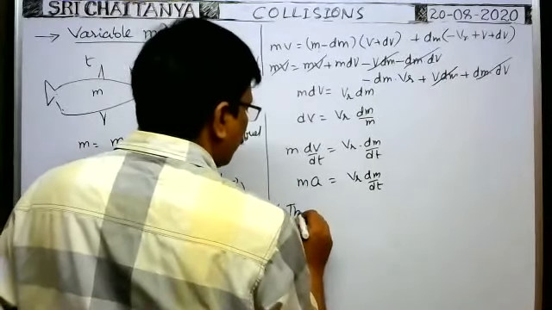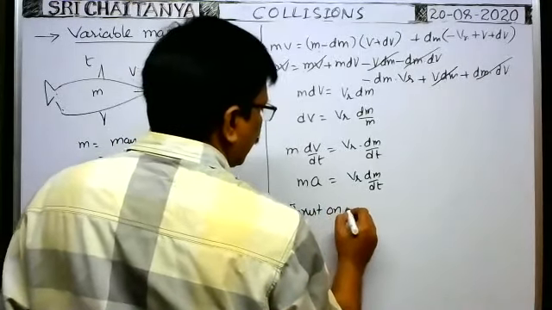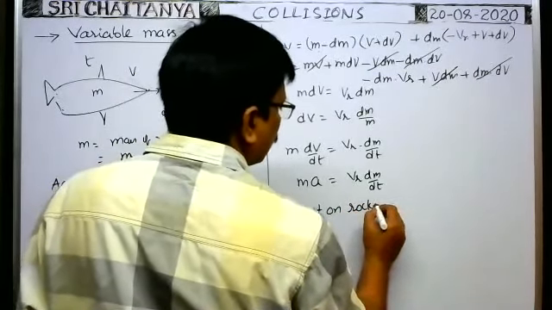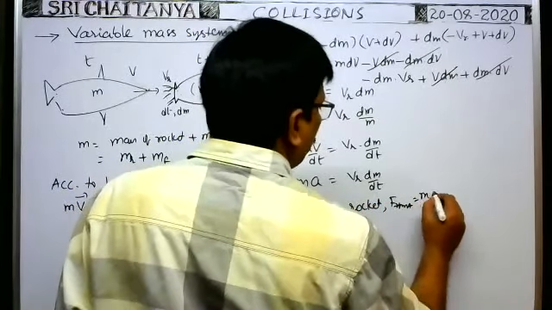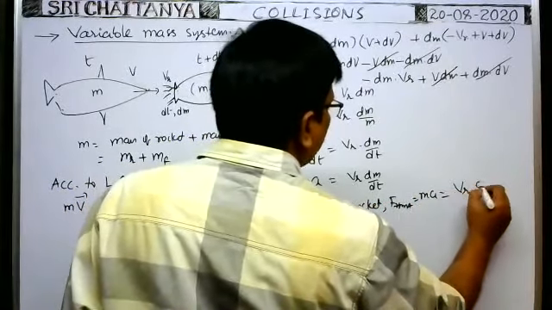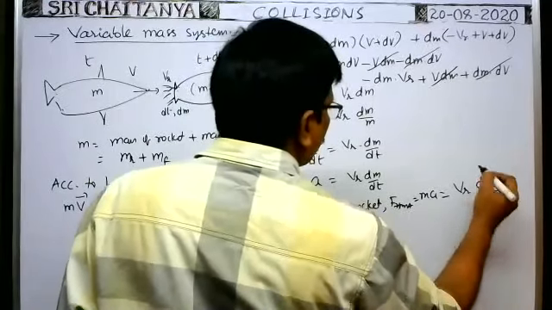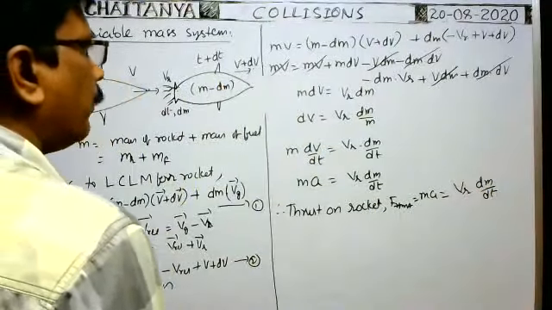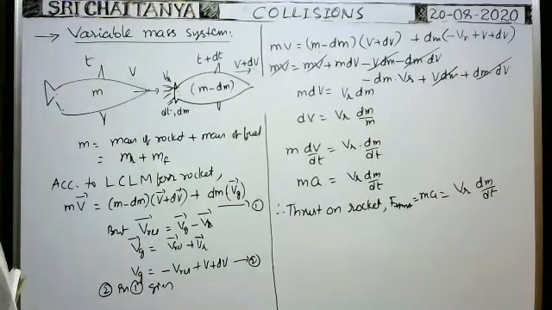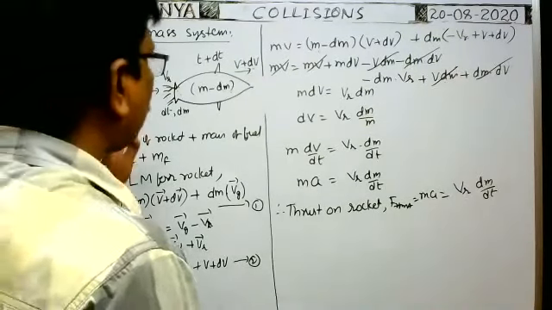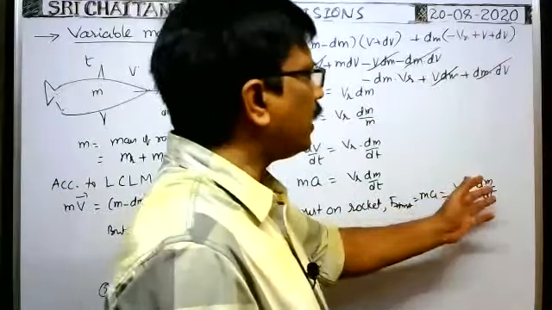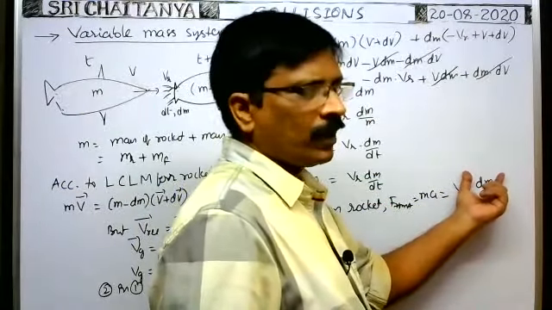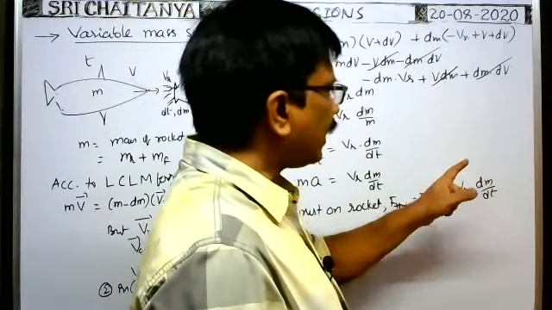Therefore, thrust on the rocket. F thrust is equal to M into A, which is equal to Vr into dm by dt. Okay, here, whenever the time lapses, this is the decrease in mass. Actually, dm means we write this is the increase in mass. But here, dm means it is the decrease in mass.